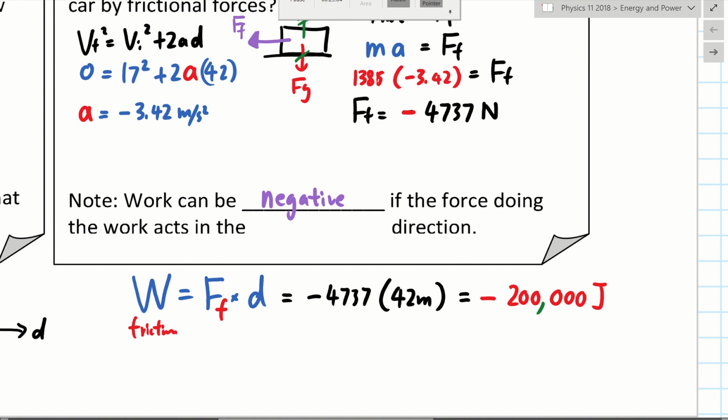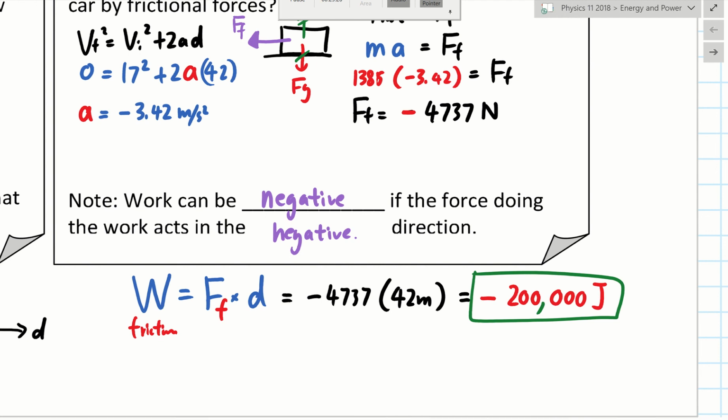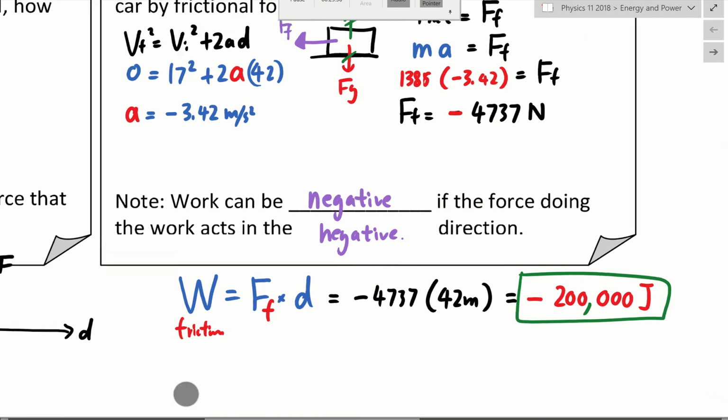So work done can be negative sometimes if the force doing work is in the negative direction compared to where you're going. So negative work done means you're removing energy from the car. Positive means you're adding energy. So it makes sense, like a bank account, right? If you think of energy like money, you can have positive money, which is money you put in your account. You can also have negative money, which is what happens when you spend money. Money doesn't have a direction, but if you look at your bank balance, it can be positive or negative.